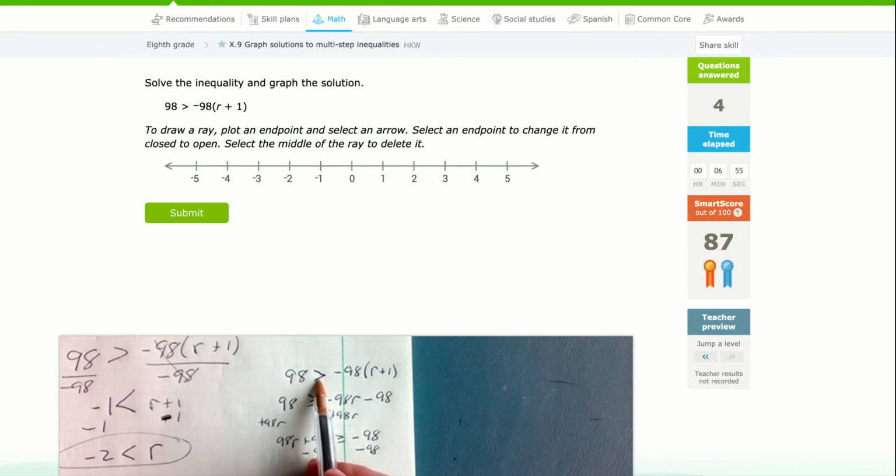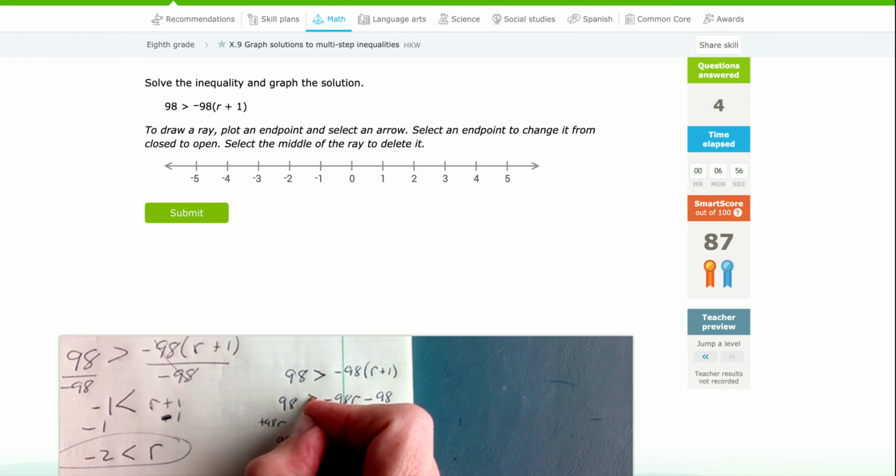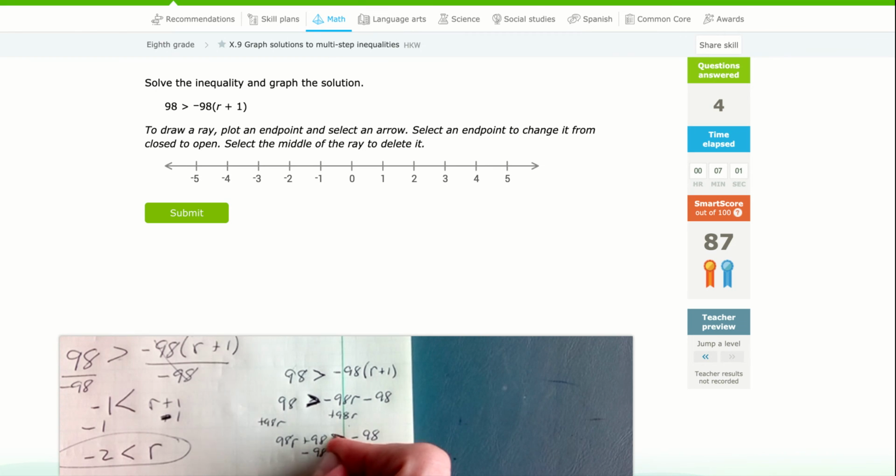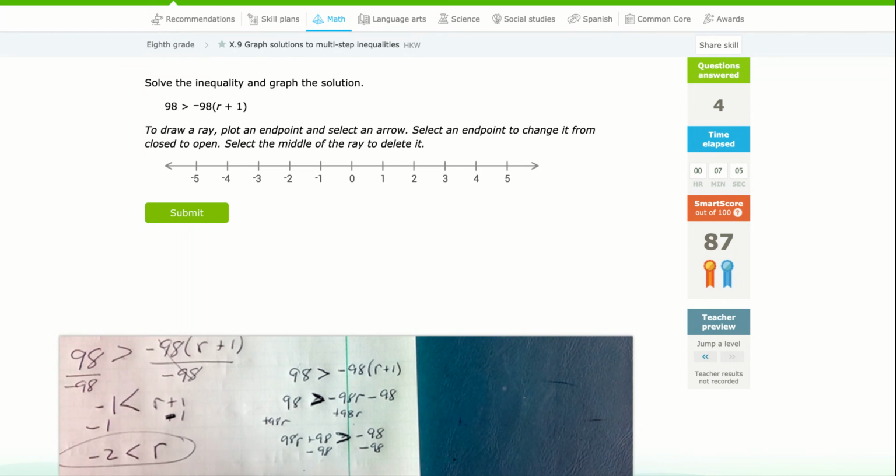Ooh, I actually changed that to an equals. It's not an equals. Don't change. No, that would have been bad. So now I have that 98r is greater than negative.